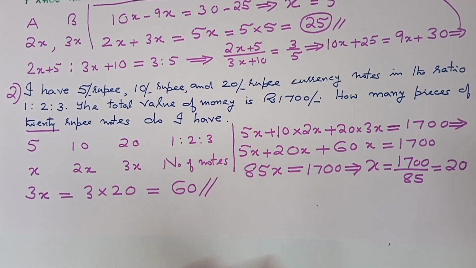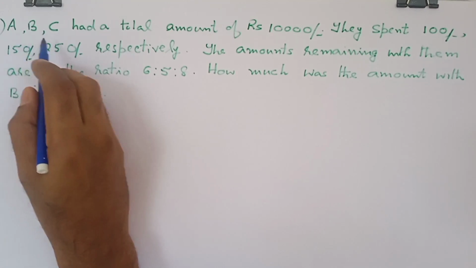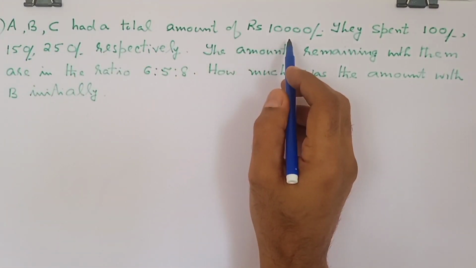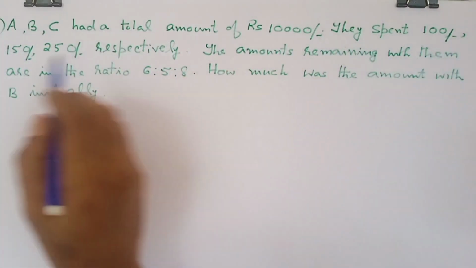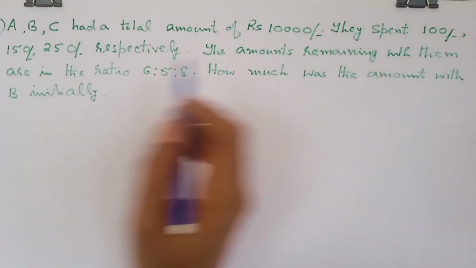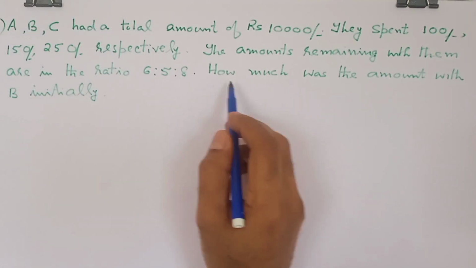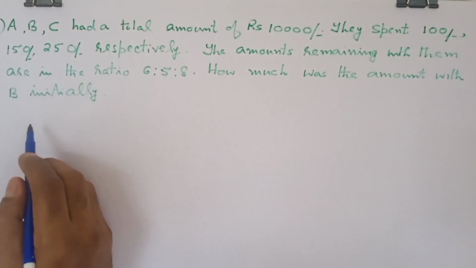I'll work out one more problem so that you will get a correct idea about the ratio concept. Before winding up this video, I'll go through one more problem. The question goes like this. A, B, C had a total amount of 10,000 rupees. They spent 100, 150, 250 respectively. The amounts remaining with them are in the ratio 6:5:8. How much was the amount with B initially?